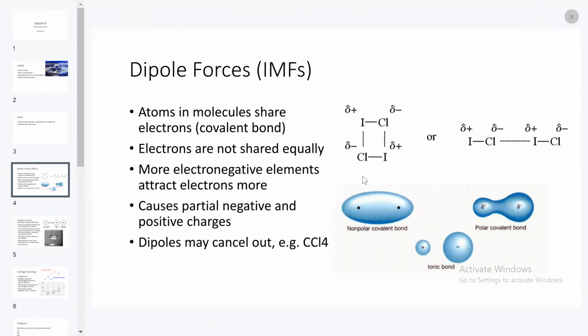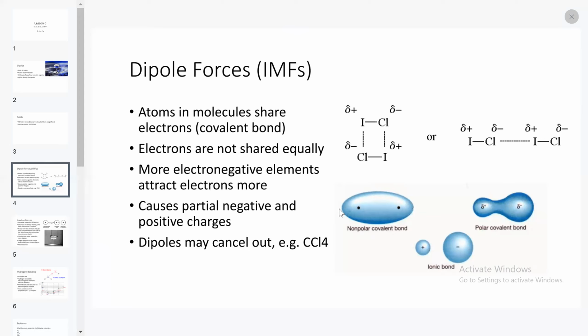So looking at this picture, can someone tell me whether chlorine or iodine is more electronegative? Is chlorine, Cl, or iodine, which one is more electronegative? Right, chlorine, because chlorine has a negative charge, which means it's attracting the electrons more, which would indicate a more electronegative element.